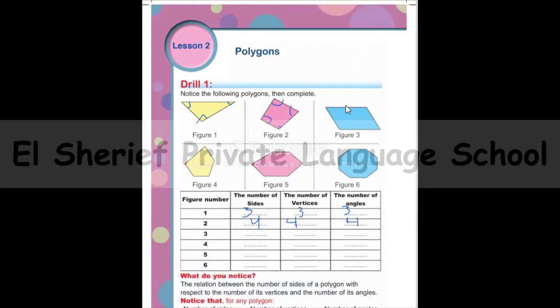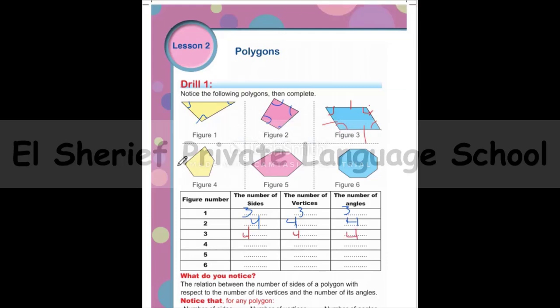Figure 3, how many sides do we have? 1, 2, 3, 4 sides. So we can write 4. And number of vertices, these points, 1, 2, 3, 4. So we can write 4. Number of angles, 1 angle, 2, 3, 4. 4 angles.